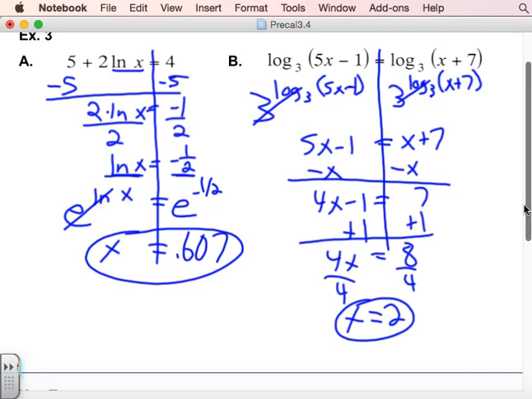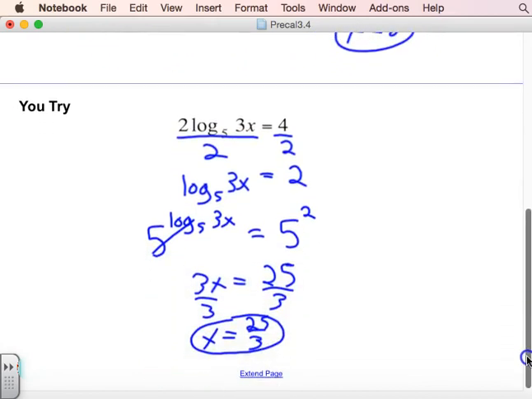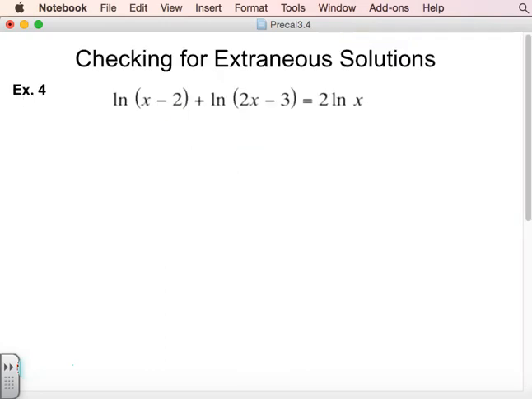Okay, so none of these do that in any of these problems so far, but you will get some where that happens. If we plug 25 over 3 back in for x, well, 25 over 3 times 3 is 25, and we're going to be taking the logarithm of a positive number. But some of these you might get an answer where if you plug it back in, it's not going to work because it'll make you take the logarithm of a negative number. So you need to check for those. So that's what we're going to do on some of these right here.